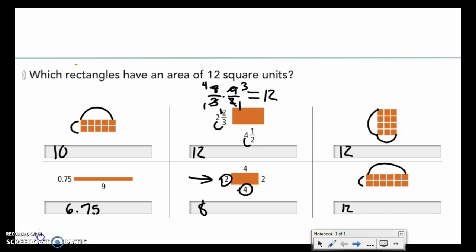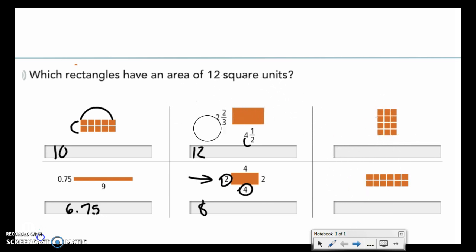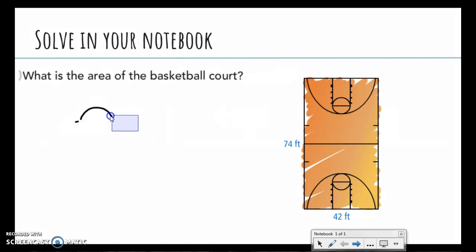Okay, see how easy that is, guys? You don't need to freak out when you see a mixed number or a fraction. Okay? Focus on how you know how to solve it, or how you know how to work it out. Okay. What is the area of this basketball court? I want you to do this one by yourself. I'm not going to show you how to do this, so when you finish it, you need to check with the teacher to make sure you didn't make a mistake. Okay?